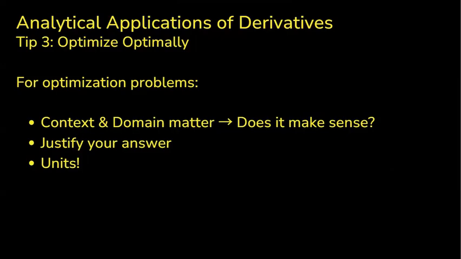If it asks you to find the max volume or the min volume, you can't just report a number. You have to be able to justify using the analytical approaches we'll talk about in this unit. And also, units matter. Again, optimization problems have a context, so the units will matter greatly on your answers there.